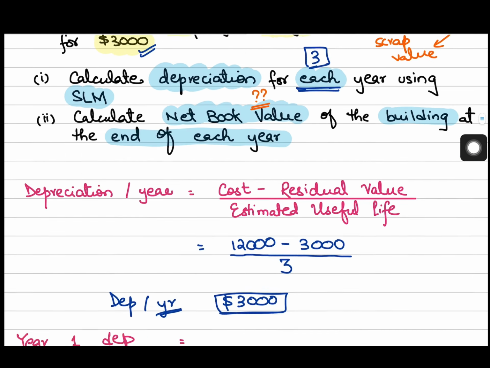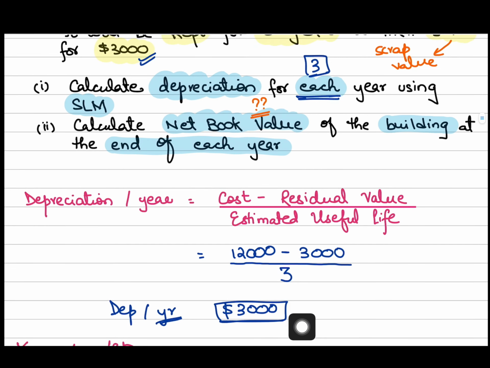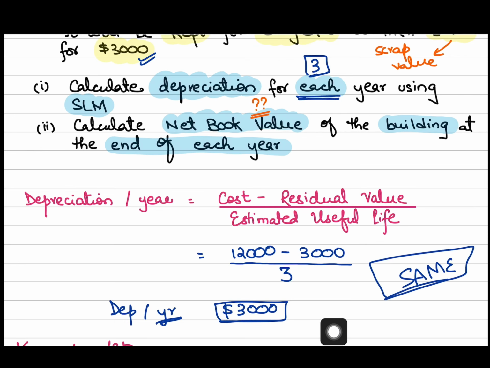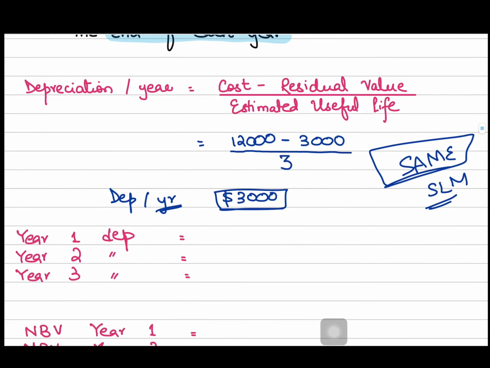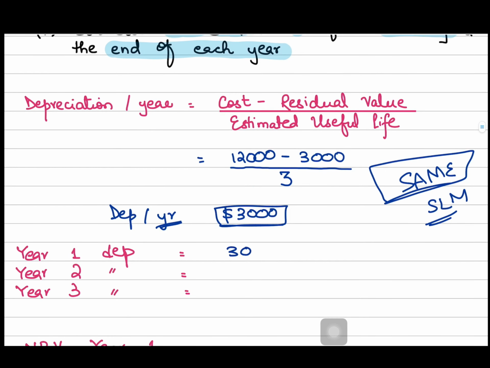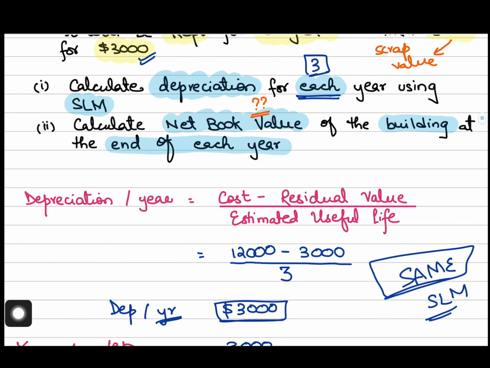Now what will be the depreciation in the first year? We have just calculated, and that is $3,000. Will it be the same for the next 2 years? Yes, the depreciation will be the same because we are using the straight line method. So you don't even have to calculate again and again for the next 2 years because it will be the same. So depreciation in the first year is 3,000. It will be the same next year as well and the next year as well. So depreciation year 1 3,000, year 2 3,000, year 3 3,000. So with this we are done with the first requirement of this question.